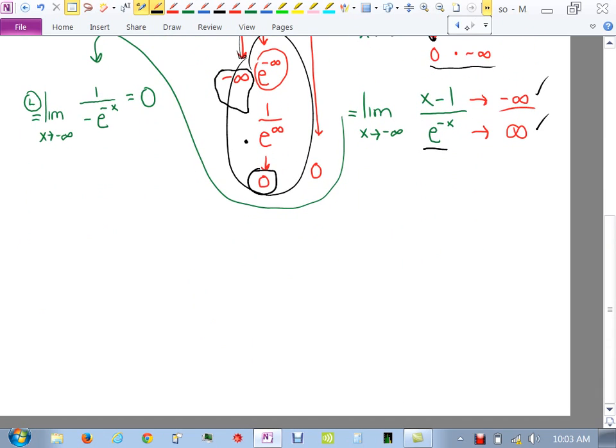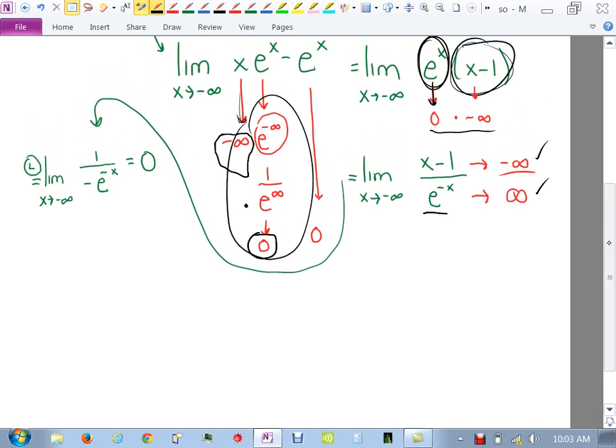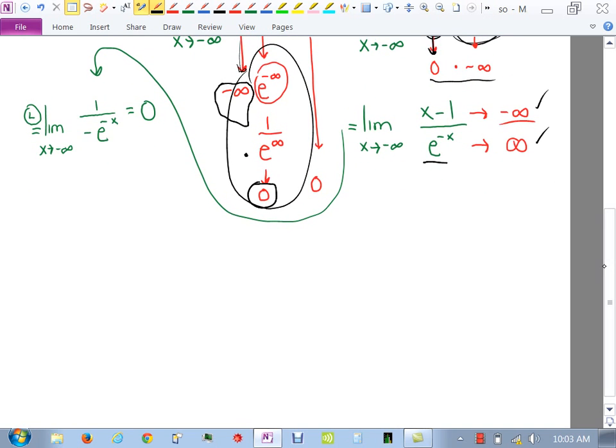So I believe I do it on the next page. Oh, here, it's over here. So take that, do L'Hopital's rule, which means derivative of top and bottom. So derivative of top is 1. Derivative of e to the negative x is negative e to the negative x.